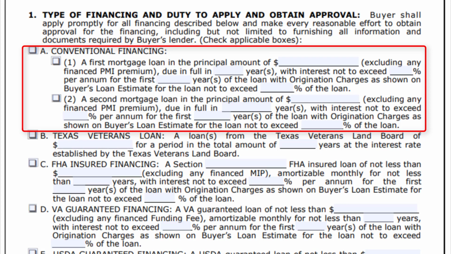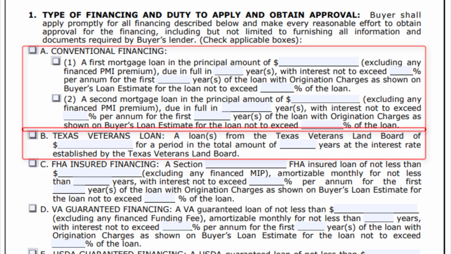The second option here is a second mortgage. This section is identical to that first section. This is just a second mortgage. So if we have a primary and a secondary, maybe it's a jumbo loan and maybe they're going to have a $600,000 first mortgage and then maybe a $400,000 second mortgage. That's how you would set that up inside of this form.